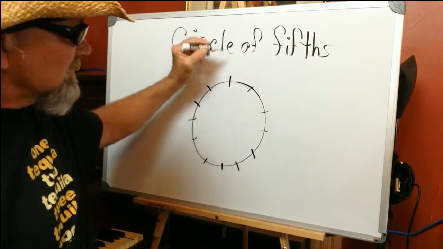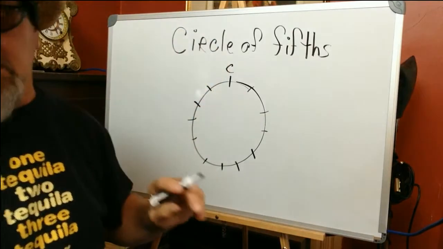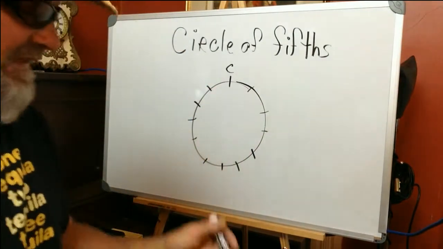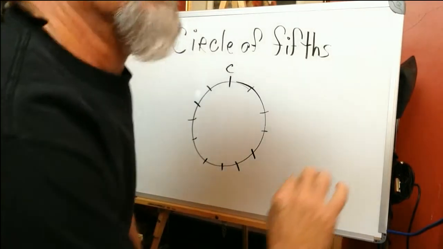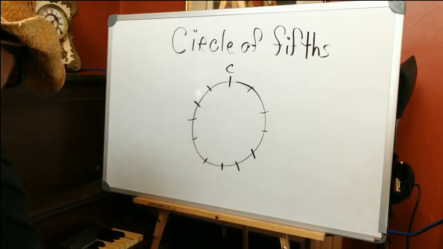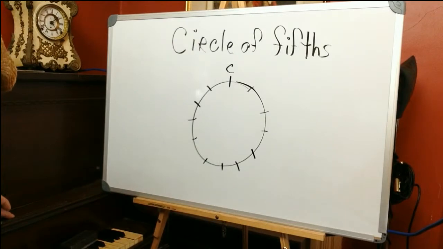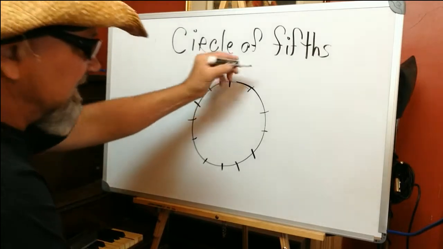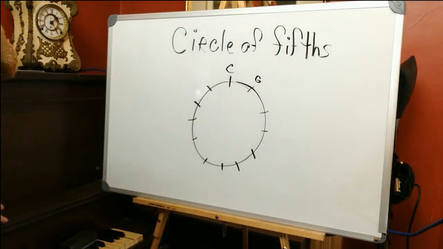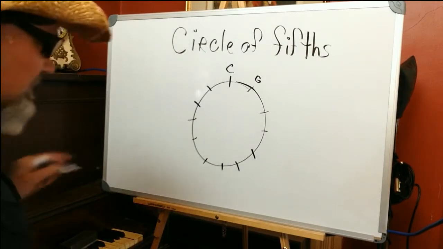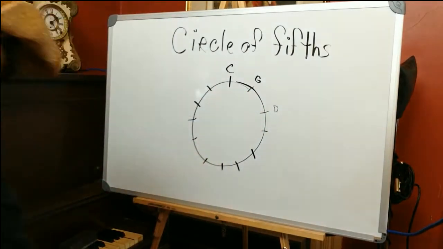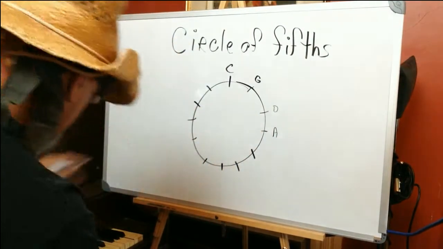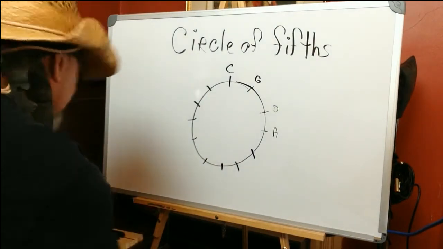We always start with the key of C. C has no sharps and no flats, that's why. Then we advance 8 semitones, because the fifth of each scale is 8 semitones. We start at C, and we go 1, 2, 3, 4, 5, 6, 7, 8, and we are on a G. Then we go up 8 and we have a D. Then we go up 8 and we have an A. Up 8 again, we have an E.